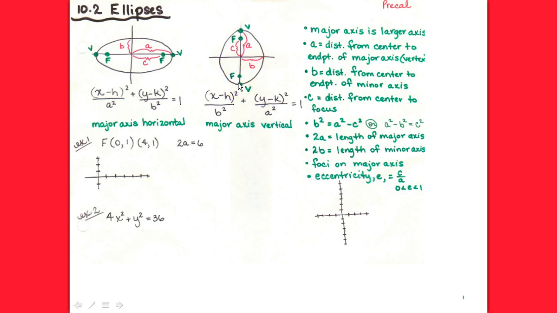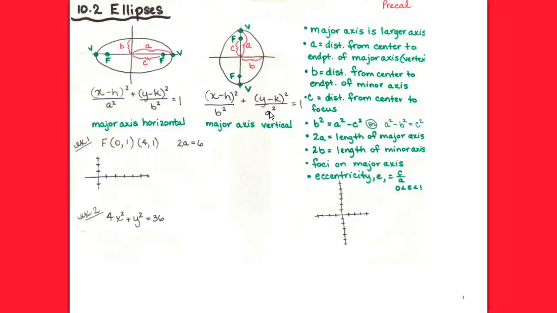Now, really, the only thing that's different about these two equations is that A and B switch places, because A is always going to go with the major axis. So if A is with the x value, then it's major horizontal. If A is with the y value, then it's major vertical.